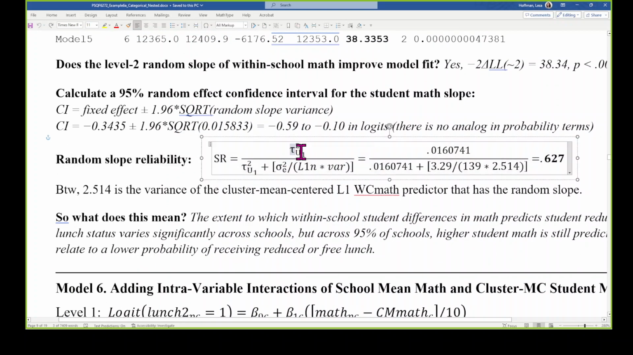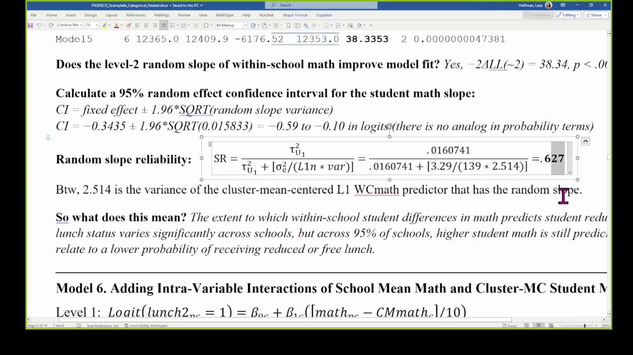So the formula here is random slope variance on the numerator divided by that plus residual variance at level 1. So we got to stick 3.29 in for that. Level 1 n is the average number of students per school. In this data set, that's 139. And then var here is the variance of the predictor the random slope is attached to. You have to have that as part of it because a slope is scaled in units of y per units of x. So units of y is the residual, units of x is right here.